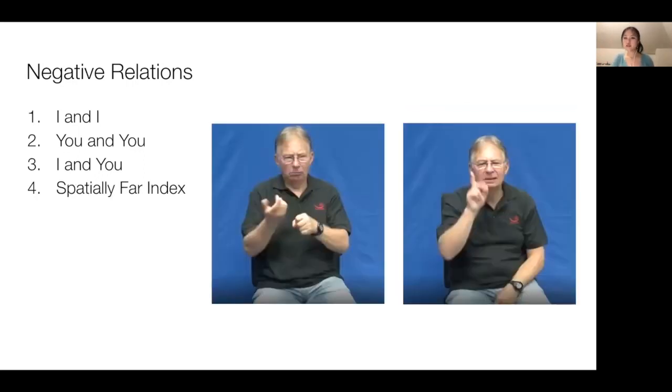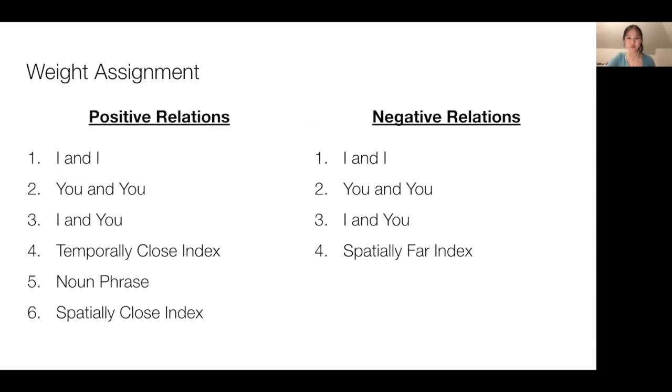And we have spatially far index, where the two signs are indexing signs that are produced by the same signer, but the Euclidean distance between the two loci of production is greater than 100 pixels. Now I will describe how we assign weights to the graph edges depending on each relation. For all negative relations, we assign the weight -infinity as they are hard constraints for coreference. And for binary positive relations, we assign a fixed weight of 0.5.